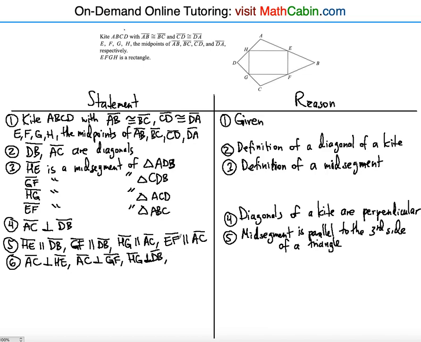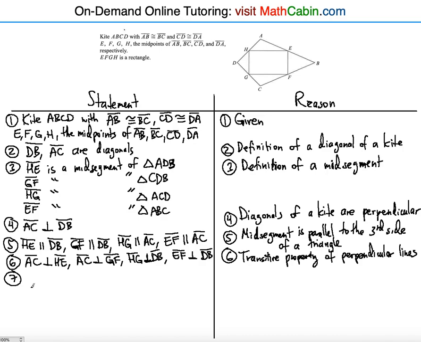Now finally, EF is parallel to AC, but AC is perpendicular to DB, so that means EF is also perpendicular to DB, right? So EF is perpendicular to DB. Okay, so now again, the reason for that is the transitive property of perpendicular lines.